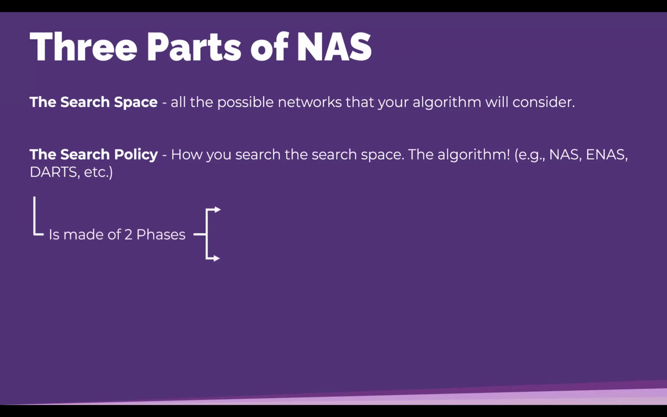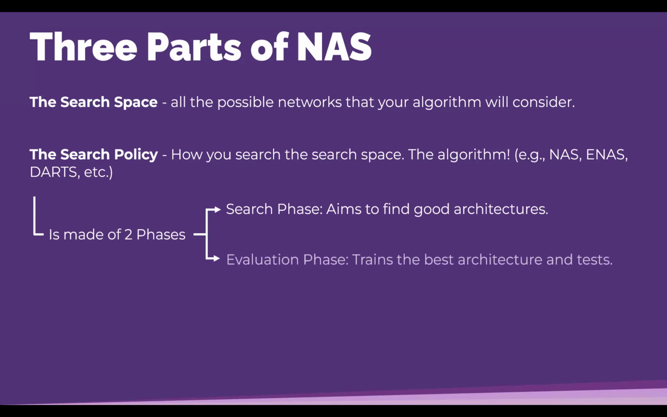And you can break the search policy into two phases. So that's the search phase, which is the part which actually searches through the search space and finds the architectures. And then there's the evaluation phase. This is the part where you take your searched architecture, you fully train it, and you get your test result, and you use that and say, okay, these are our results.